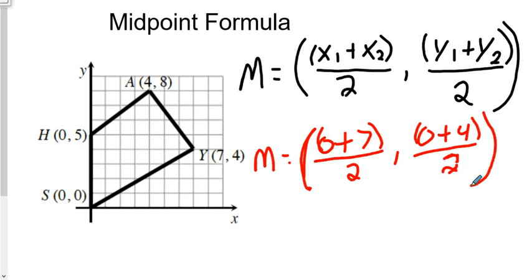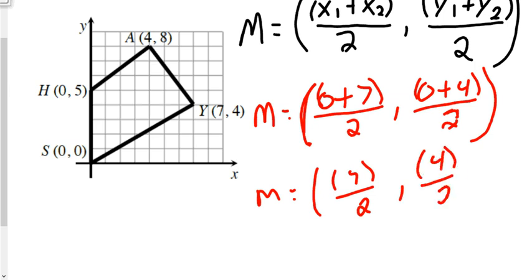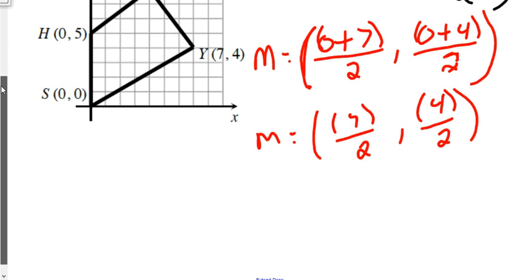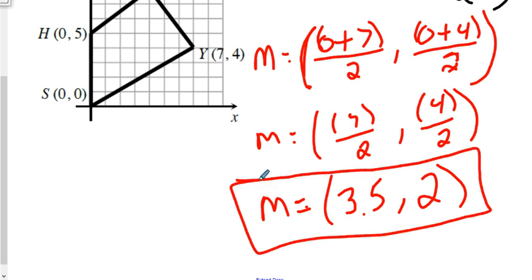It's going to give me the coordinates of my midpoint. All right, so we have M equals 0 plus 7 is 7 divided by 2, and 4 divided by 2. And we're just going to split each of those in half to come up with the actual coordinates of that midpoint. So 7 divided by 2 is 3.5. 4 divided by 2 is 2. So these are the coordinates of the midpoint.